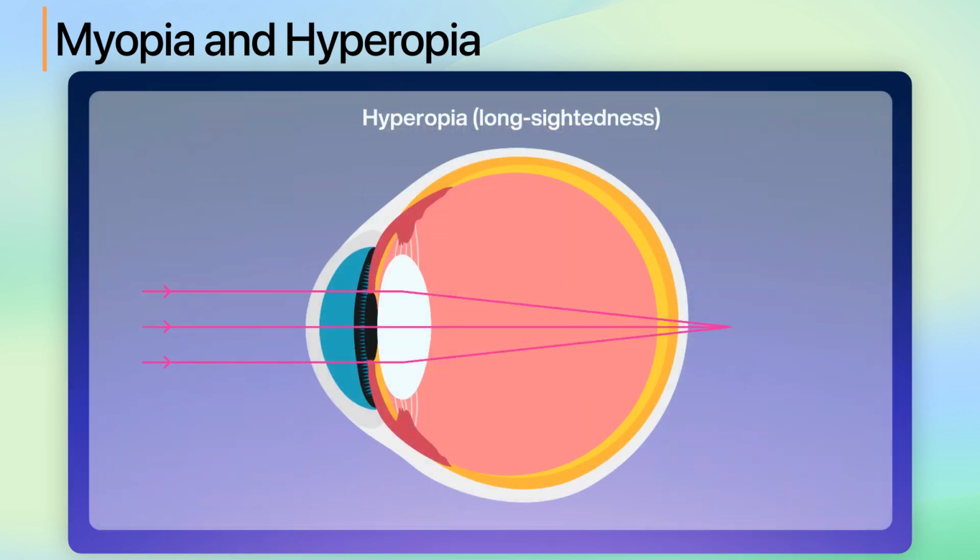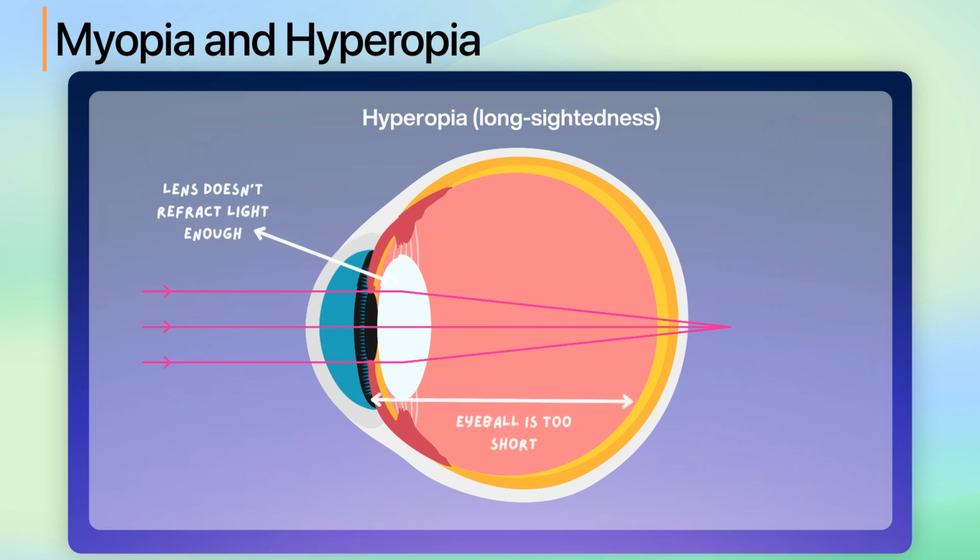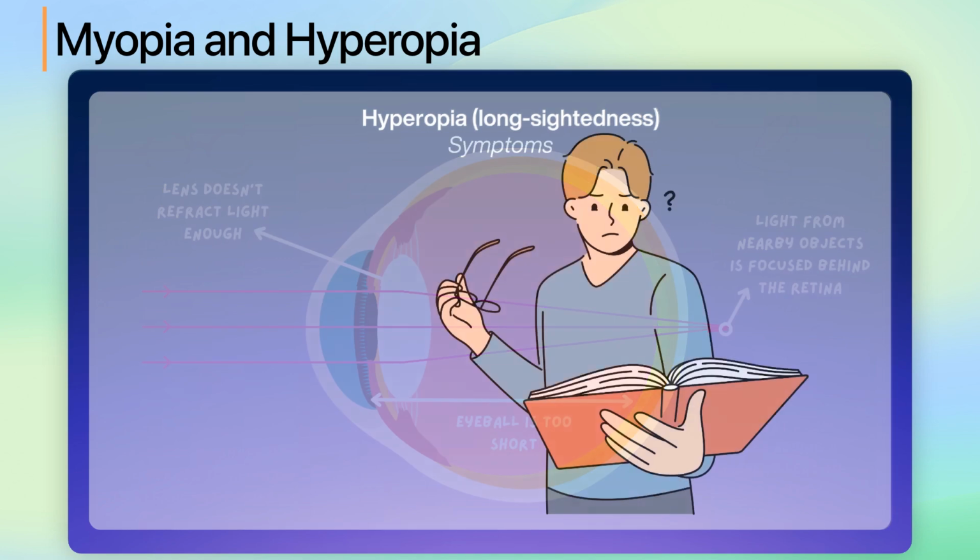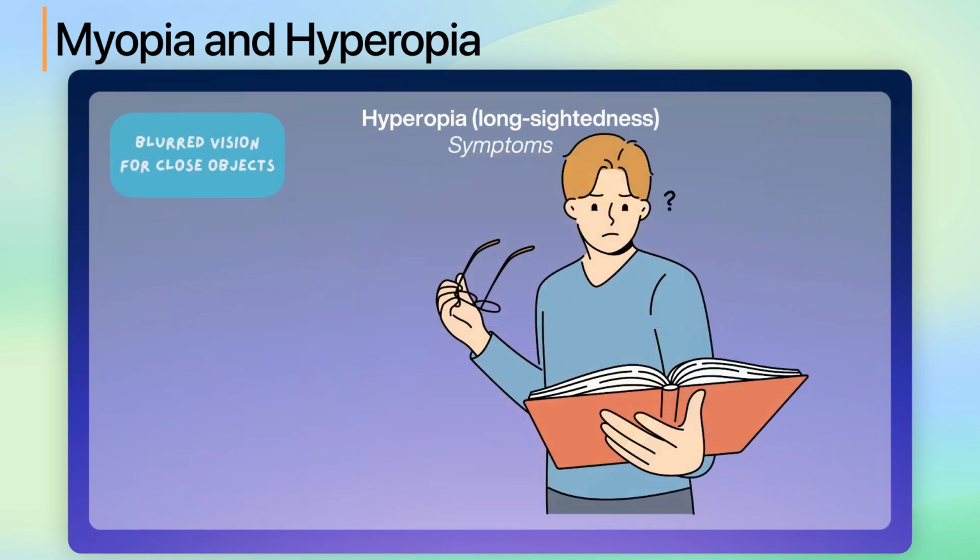In contrast, hyperopia makes it difficult to focus on nearby objects. This condition arises when the lens doesn't refract light enough, or the eyeball is too short. Hence, light from nearby objects is focused behind the retina, causing nearby objects to appear blurry. Symptoms include blurred vision for close objects, eye strain, fatigue, and headaches when reading or doing close work.